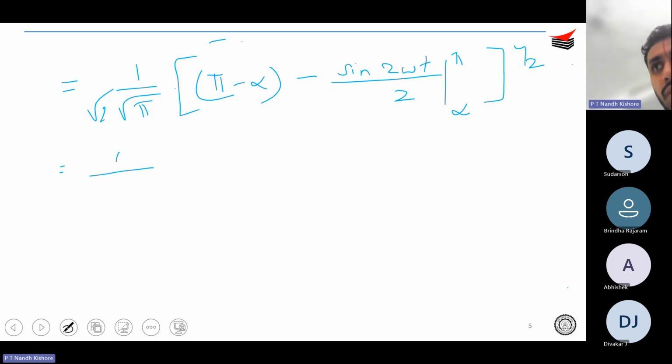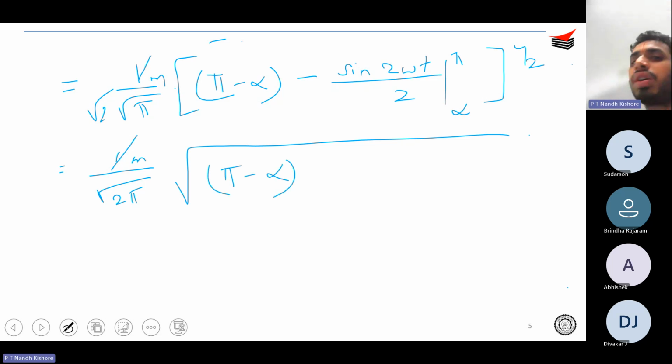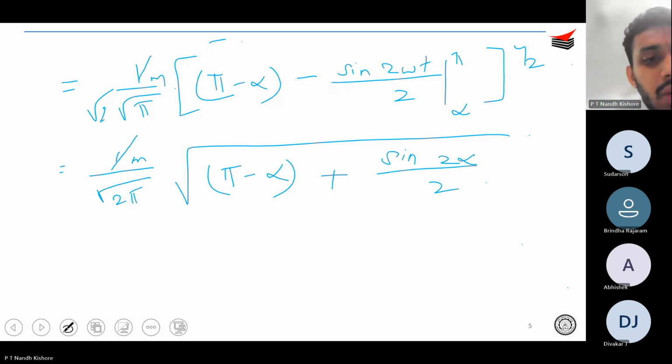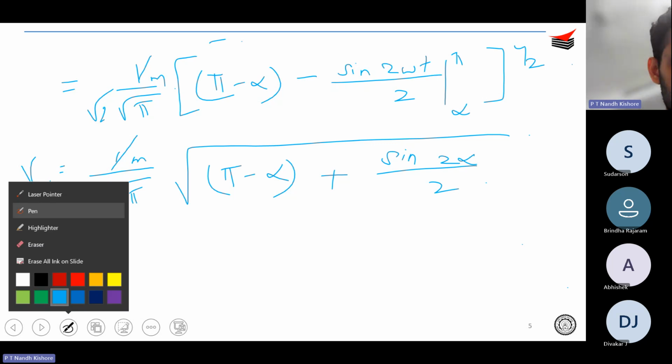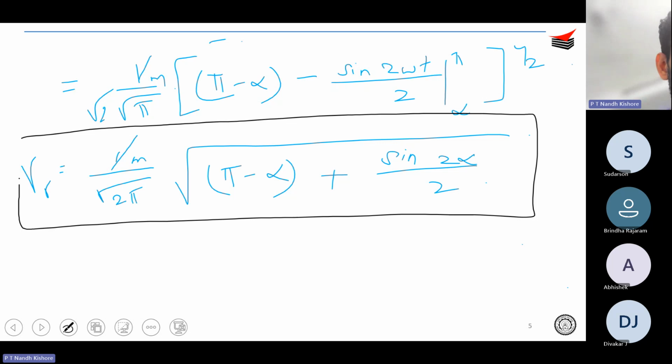So it is going to be Vm by root 2 pi into root over pi minus alpha. And then you have sine 2 pi, which is anyway going to be 0. So pi minus alpha plus sine 2 alpha by 2. Okay, so this is your VRMS, right? So your VRMS is Vm by root 2 pi into root over pi minus alpha plus sine 2 alpha by 2.